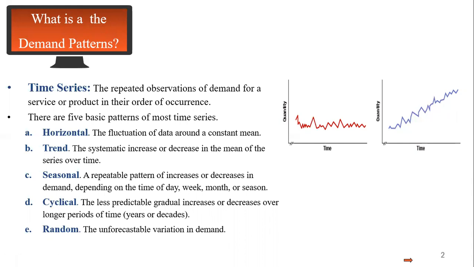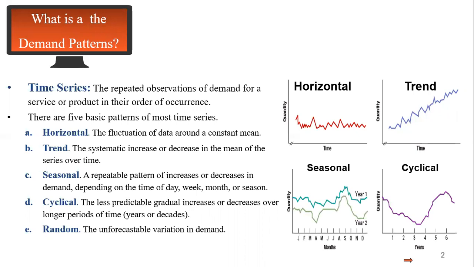Another type of pattern you can see from your gathering is called seasonal. Seasonal means a repeatable pattern of increase and decrease. Maybe it can be in summer, winter, ups and downs, a fluctuation that is highly affected by the season.